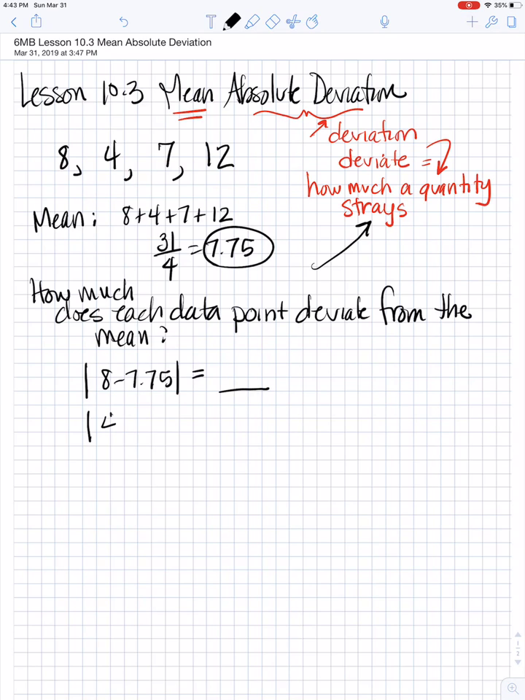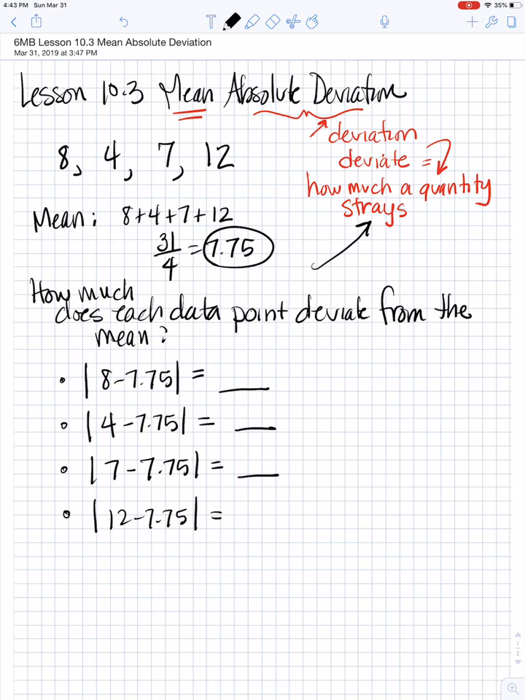And I can do the absolute value of 4 minus 7.75. Notice I'm just going to keep subtracting the mean. That's the 7.75 that I keep subtracting. And then I'm going to do absolute value of 7 minus 7.75. That's going to give me a number. And I'm going to do it one more time because I have 1, 2, 3, 4 different data points. 1, 2, 3, 4. And so then the last one I'm going to do is 12 minus 7.75. And the absolute value says it just doesn't matter if it's positive or negative, right?